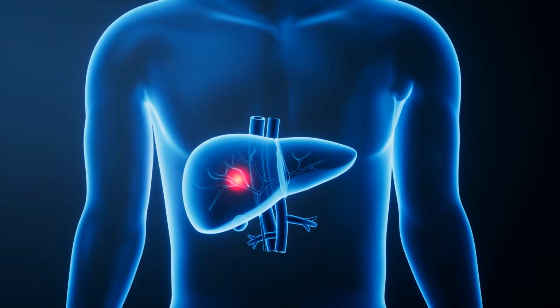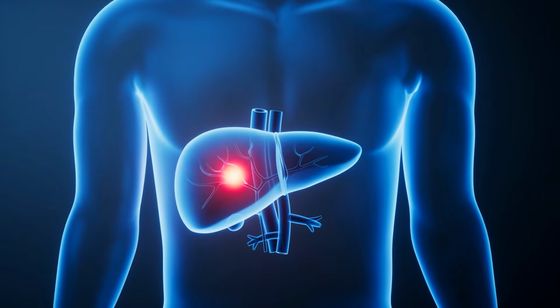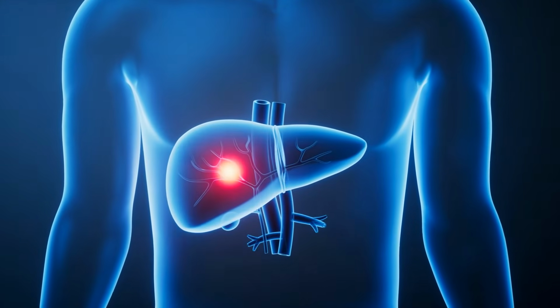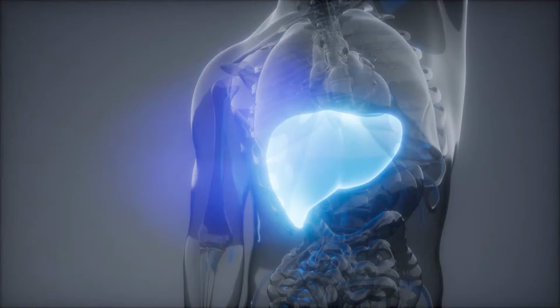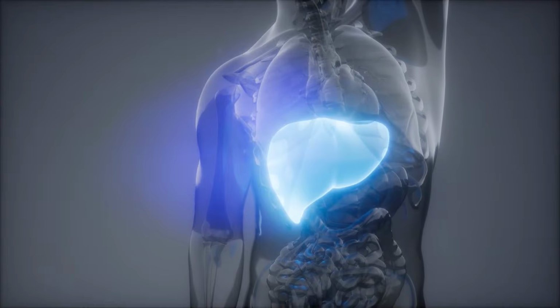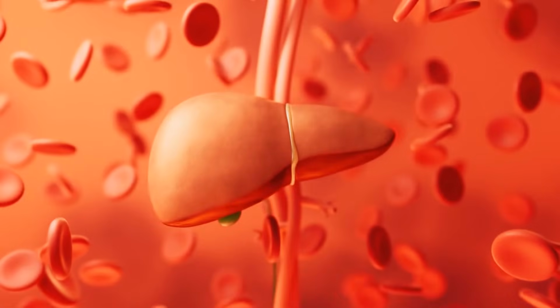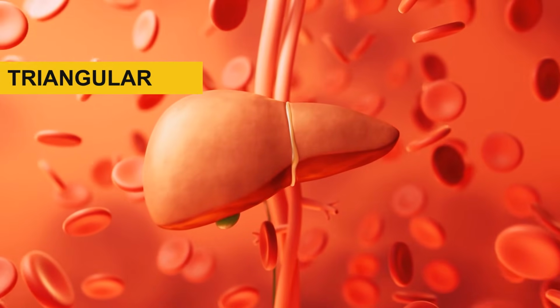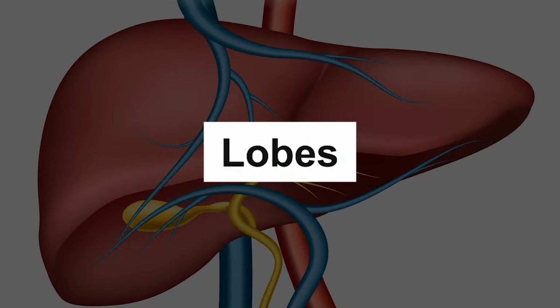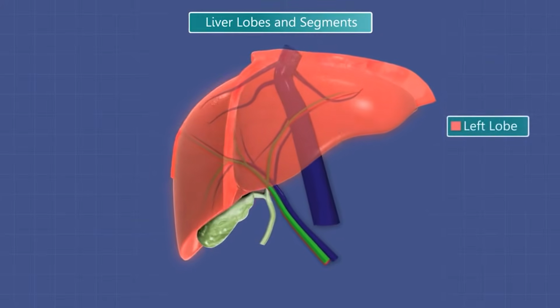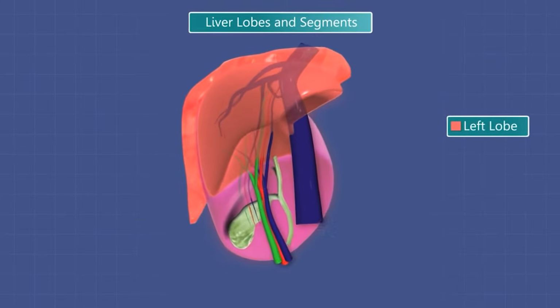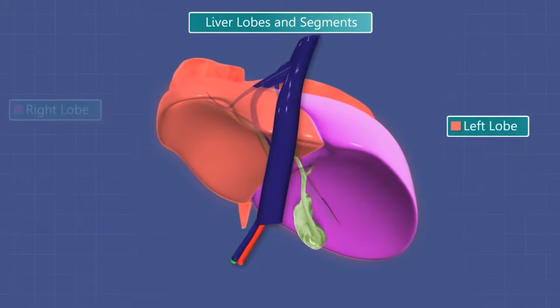The liver is the largest internal organ and is located in the upper right quadrant of the abdomen, just beneath the diaphragm. It extends from the right side of the body to the midline. It has a complex and somewhat irregular shape. It is often described as having a roughly triangular shape. Lobes. Shape of the liver can be further broken down into its various lobes and segments.